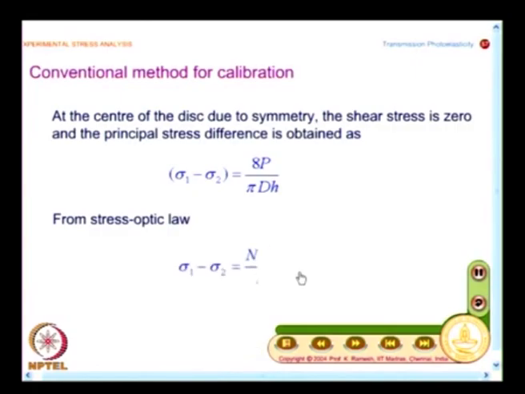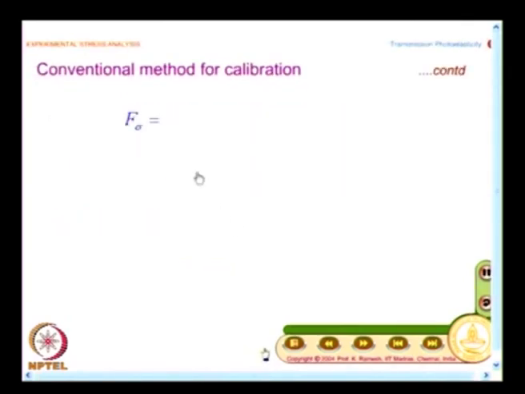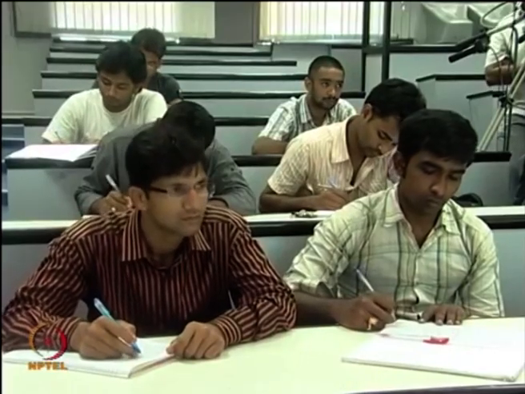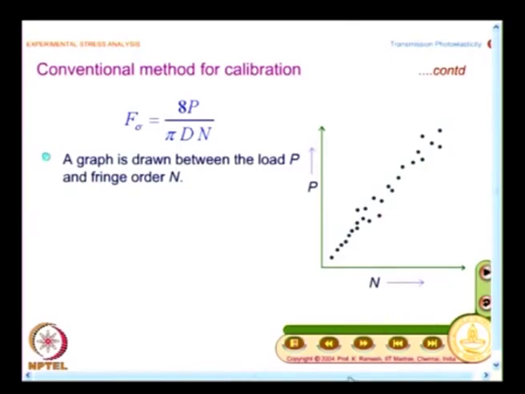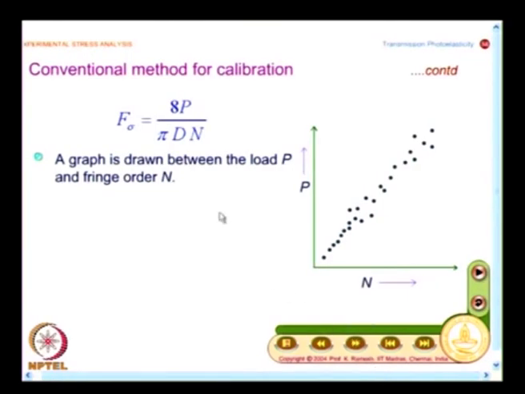And this is what I said, the stress optic law gives you n f sigma by h, this we have written earlier. And now, combining these two expressions, I get an expression for f sigma. What is the famous relationship, what is it that you are getting? You work it out yourself, it is very simple, and what you get here is 8 p by pi d n. And what I have here is the very famous expression, and the thickness of the model does not come into the final form of the expression.